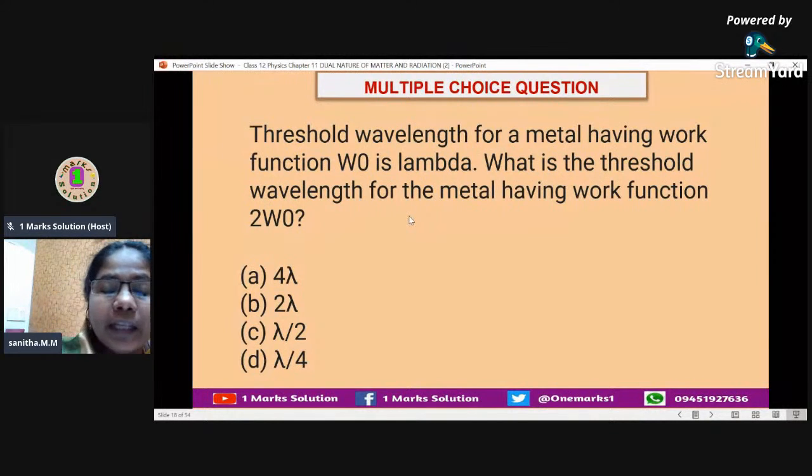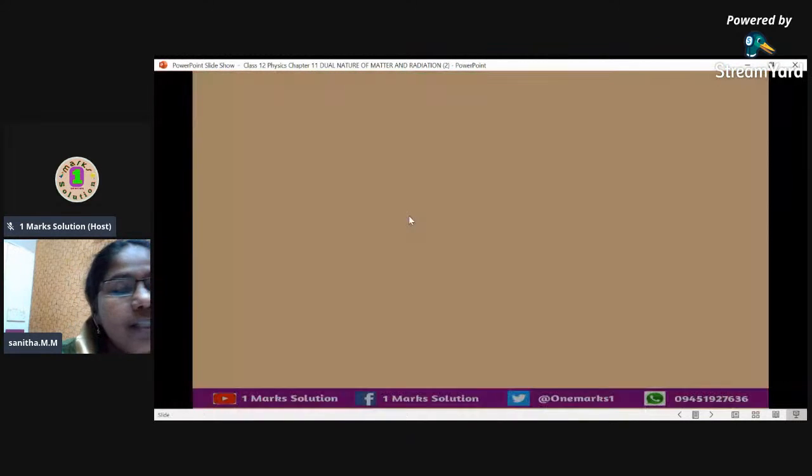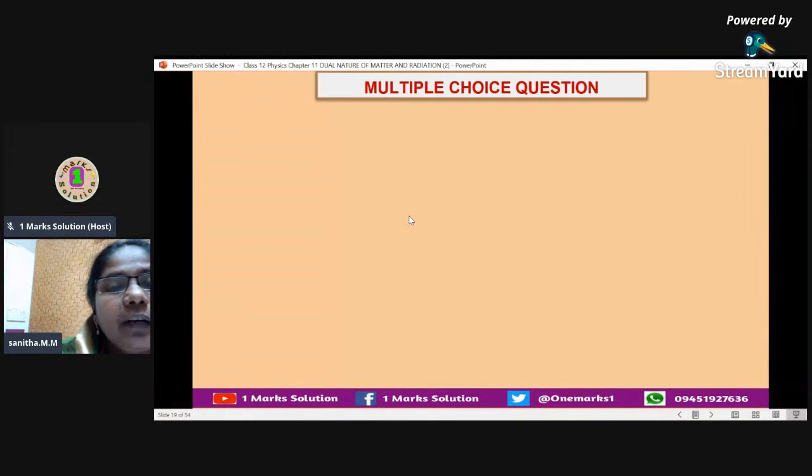Lambda and W are inversely proportional. So if we increase the wavelength, the work function will be reduced. Here the work function is doubled. Since lambda is in the denominator, lambda becomes half. No doubt at all. So the answer is lambda by 2, option C. Next, we can go for the next question.